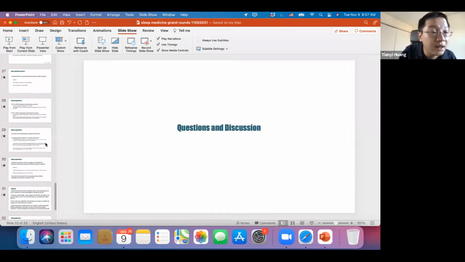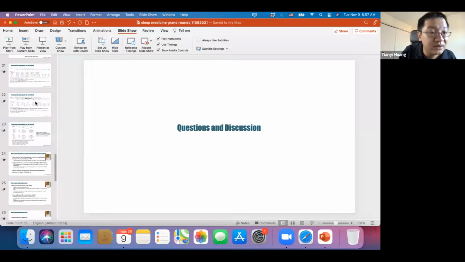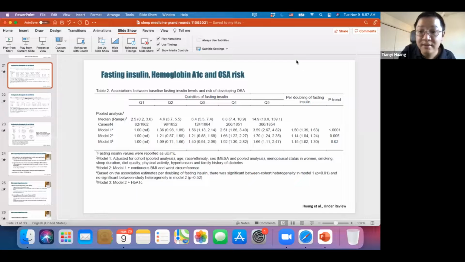Another point I want to mention: you can see from the distribution of the fasting insulin level that the majority of the study sample have relatively, I can't say normal, but relatively healthy fasting insulin. So most people didn't reach the clinical cutoff for insulin resistance or for diagnosing diabetes.